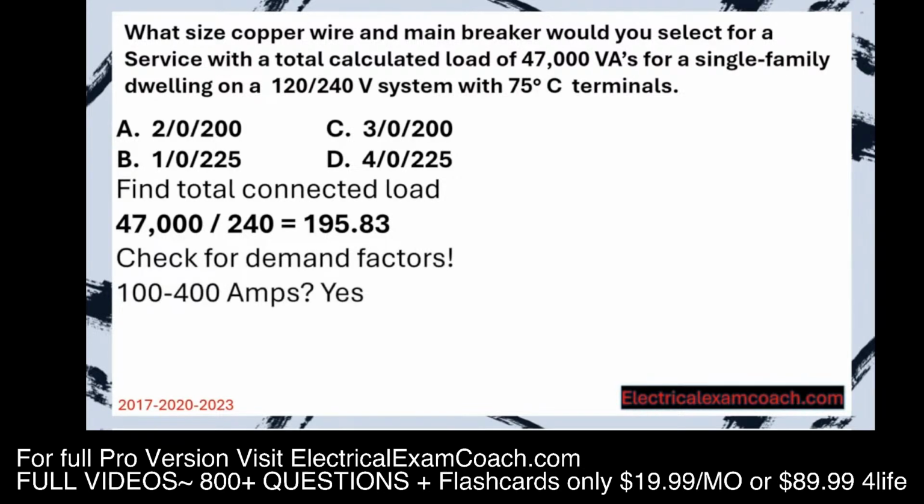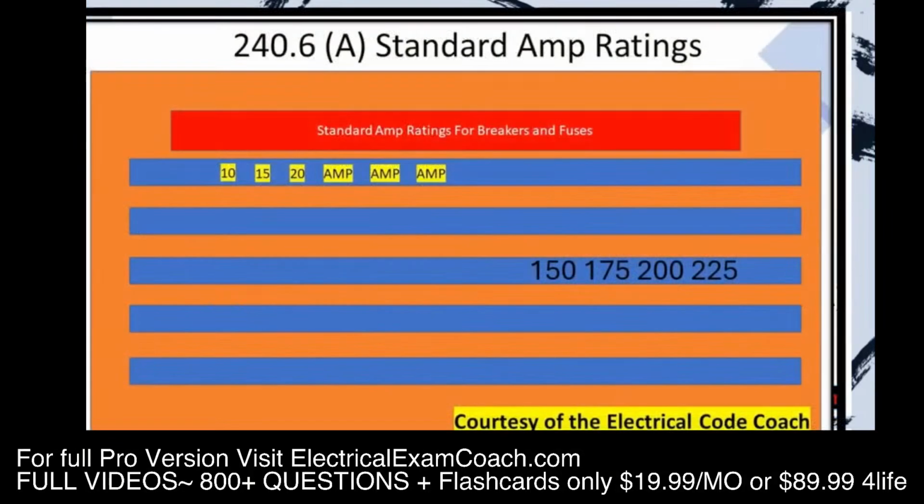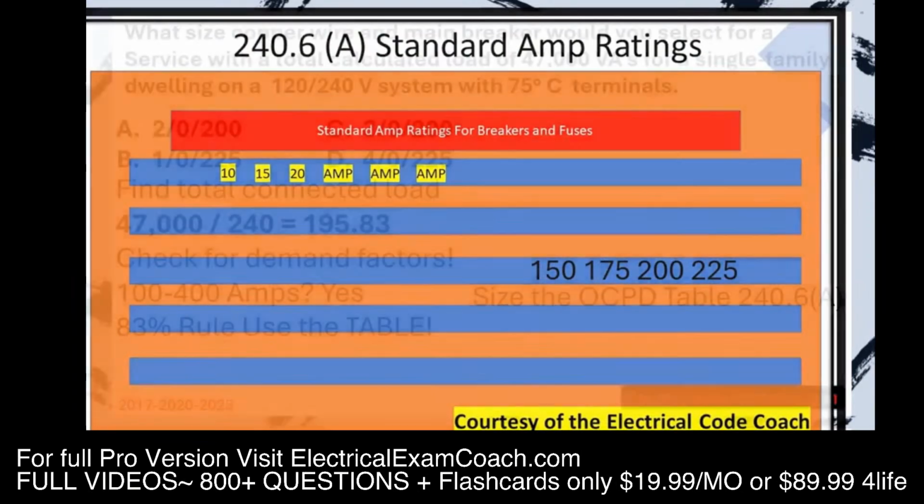Is this in between 1 and 400 amps? Yes. Is this on a single family dwelling? Yes. So the 83% rule does apply. So we get to use the table. Step 1, we're going to size our overcurrent protective device. And we're going to head to Table 240.6(A). We have a 196 amp known load. We're going to choose the next size up and put it on a 200.